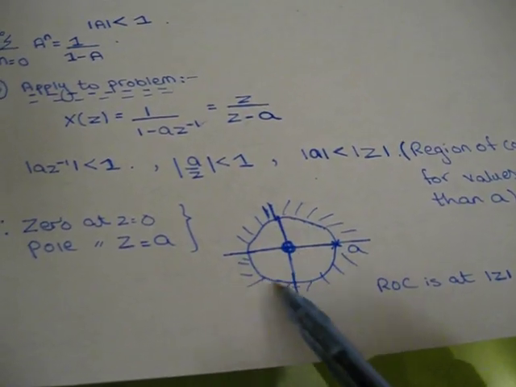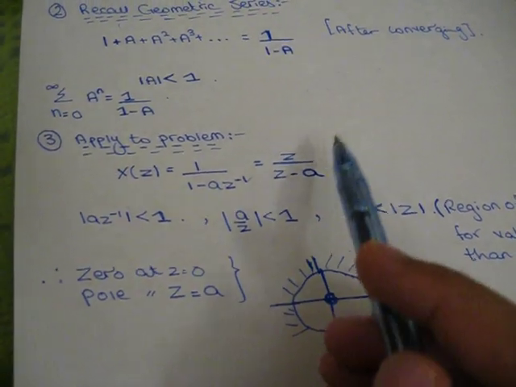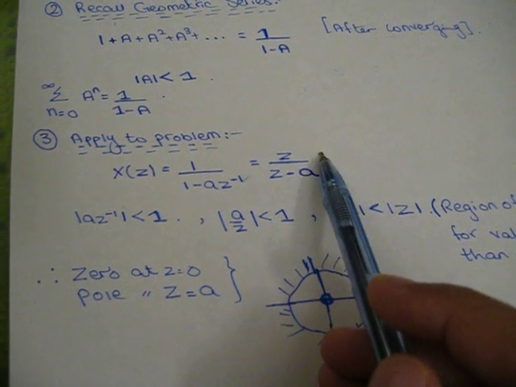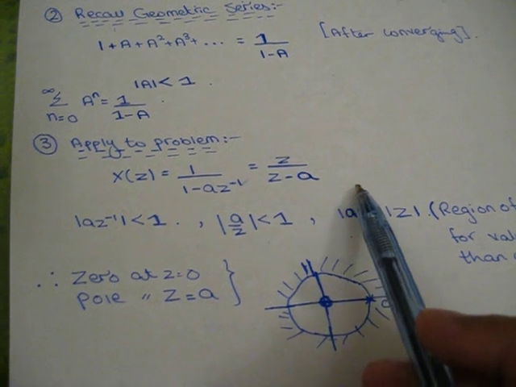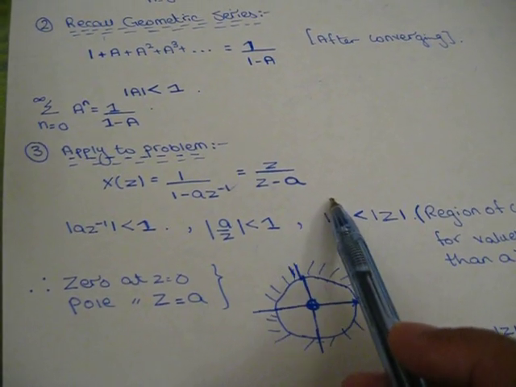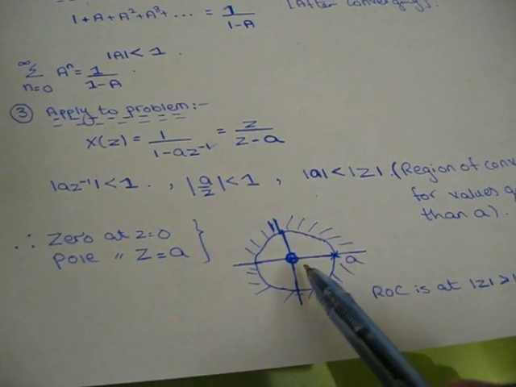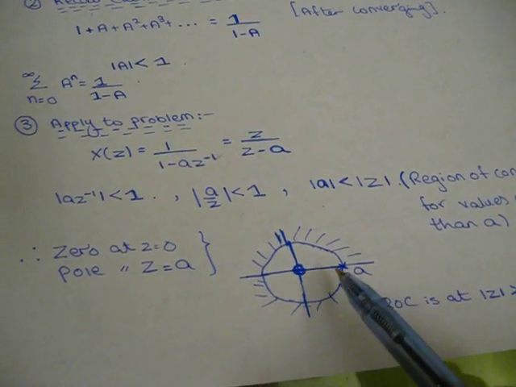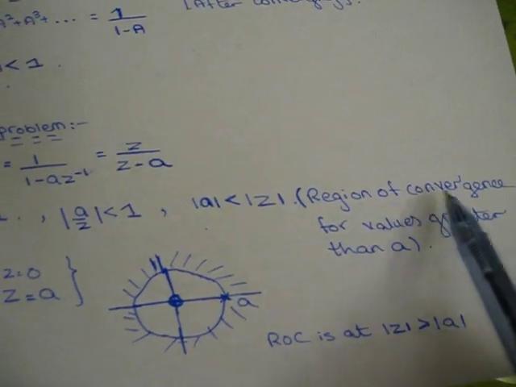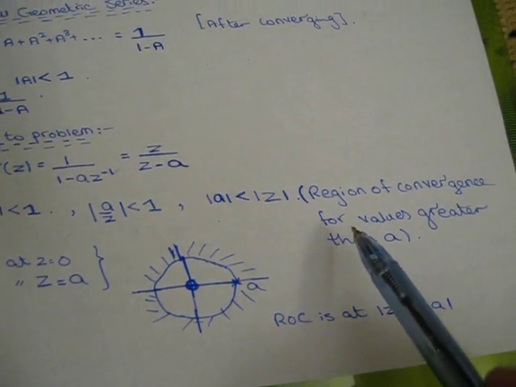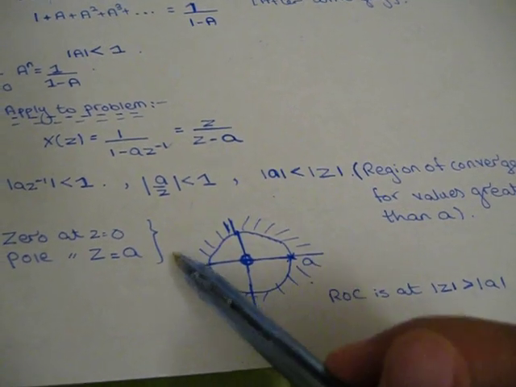So if we draw this circle, we know that we got a 0 at Z equal to 0. At Z equal to 0, there is a 0, and when we substitute Z minus A equal to 0, we will get the value of Z equal to A, which is the pole. So after locating the pole and 0, now what we said before is the region of convergence for values greater than A. So the region of convergence will be this, outside the circle.